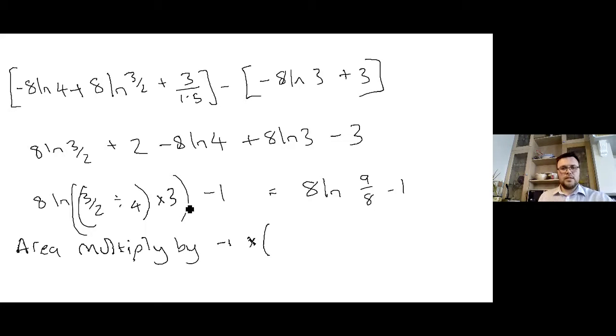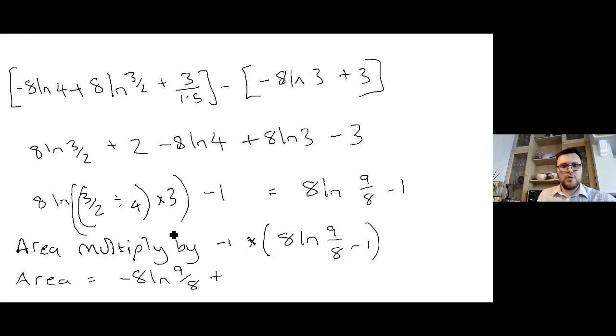So as I said, minus 1 times 8 ln 9 over 8 minus 1, so that the area is equal to minus 8 ln 9/8 plus 1. Again, we haven't got a positive integer, but we can put this to the power of minus 1, so that we have 8 ln 8 over 9 plus 1, which is answering the question.